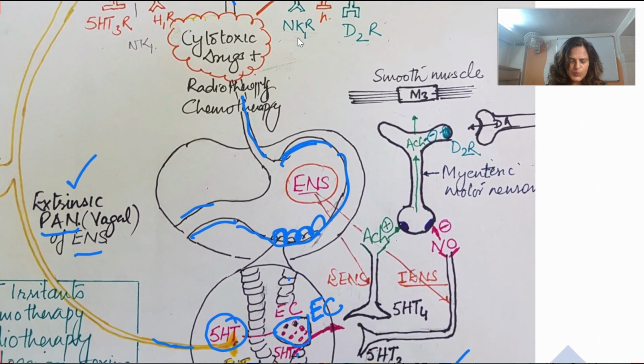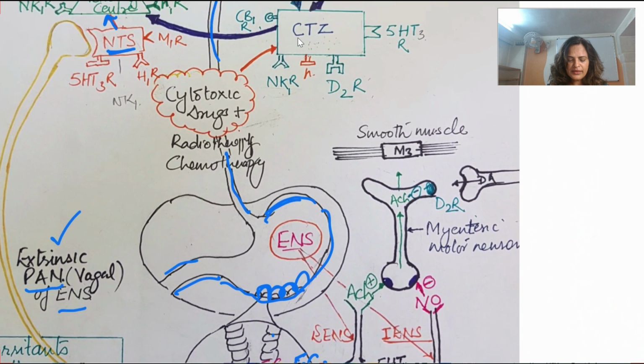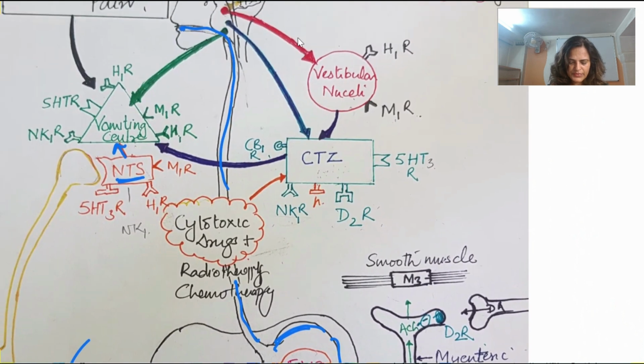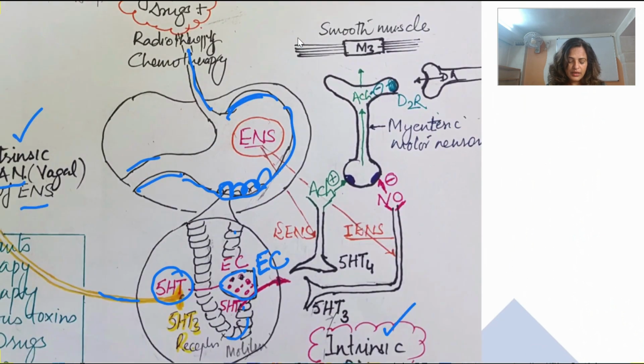Even 5-HT, which spills into the circulation, can act directly on the CTZ center, where the 5-HT3 receptors are present. So it is going to directly stimulate the CTZ center, and once this is stimulated, it is going to stimulate the vomiting center. This is another way.